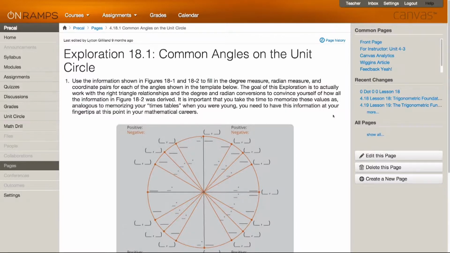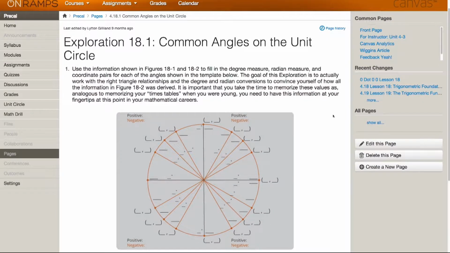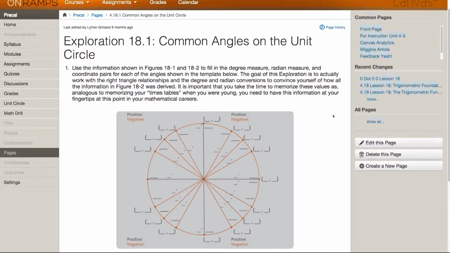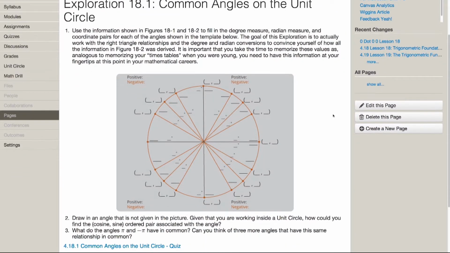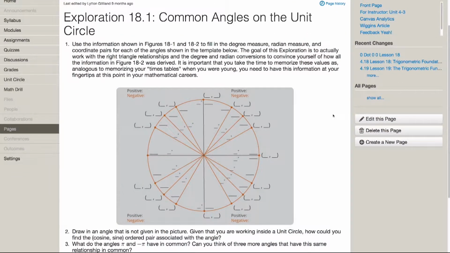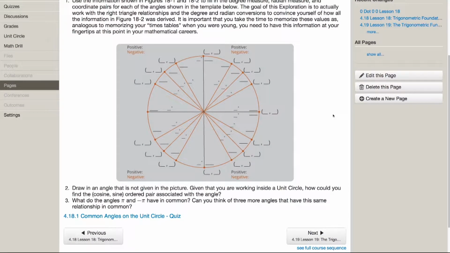First, students use the special right triangle relationships and their knowledge of converting between degrees and radians to fill in the degree measures, radian measures, and coordinate pairs for each of the angles shown in the picture. Next, students draw an angle that is not included in the picture and explain how to find an ordered pair of that angle. Last, students are asked a guiding question to help them see the similarities between certain angles on the unit circle and are prompted to generate additional angles that have this similar property.